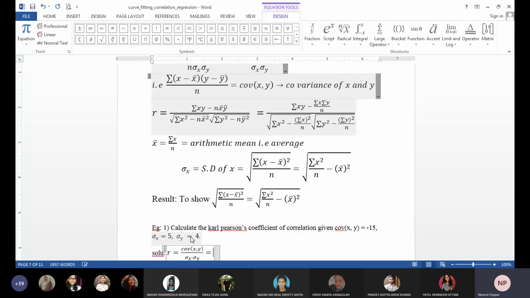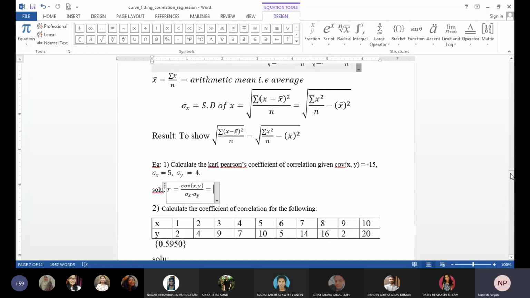So using the first formula, r is covariance of xy upon sigma x sigma y. So how much is covariance of xy? Minus 15 divided by 5 into 4. So that basically turns out to be minus 15 upon 20, that is minus 3 by 4. If you want to write it in decimal, write it; if you don't want to, don't.